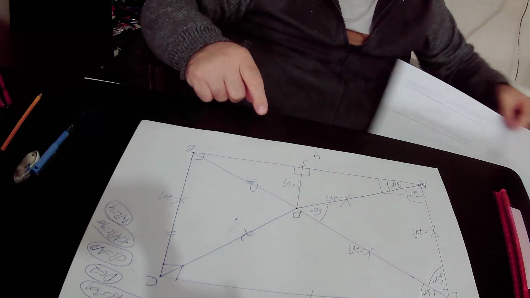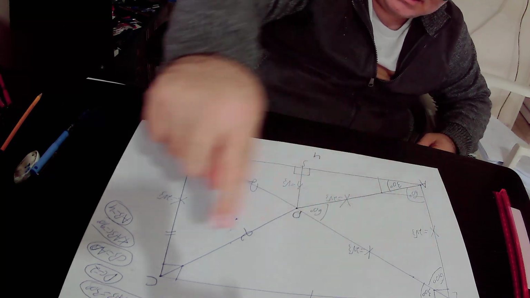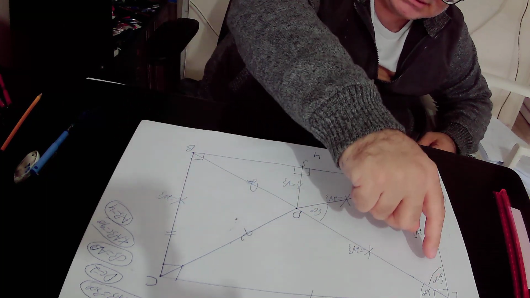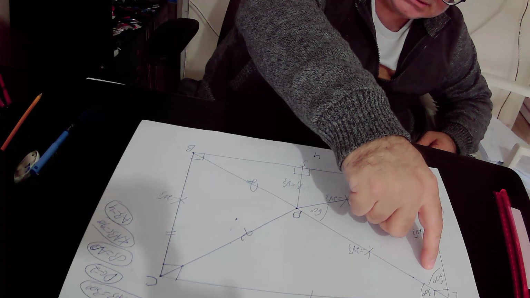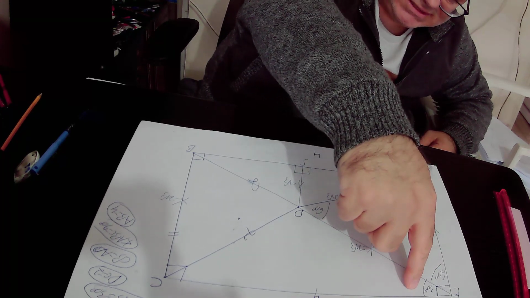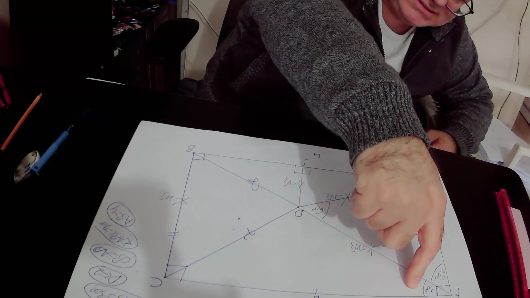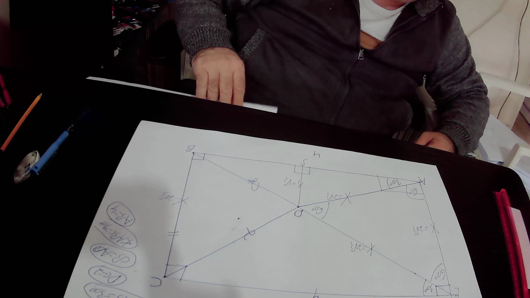Then we know that angle AEC equals 90 degrees, and this angle equals 60 degrees. So 90 degrees minus 60 degrees is the size of this angle DEC. That is to say, angle DEC equals 30 degrees.